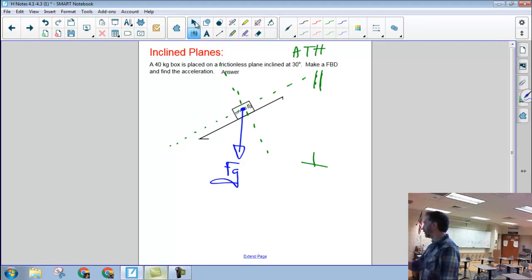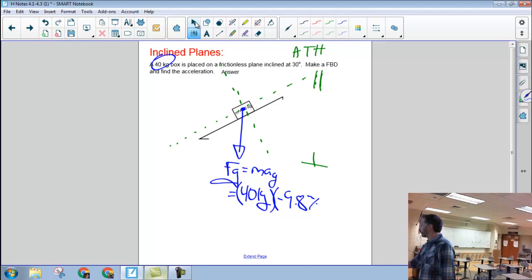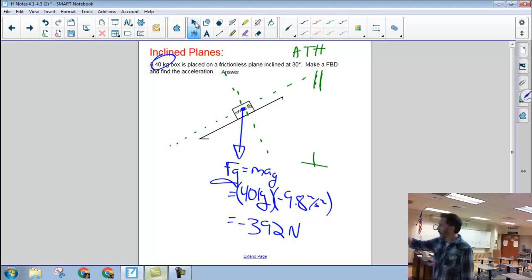Okay, so our force of gravity in this problem is m times a_g. So the mass of this block is 40 kilograms. Acceleration of gravity is negative 9.8 meters per second squared. Multiply it out and you get negative 392 newtons. Okay? But the problem is that this force here doesn't lie along either of my two axes, right? It doesn't lie along either my parallel or perpendicular axes.